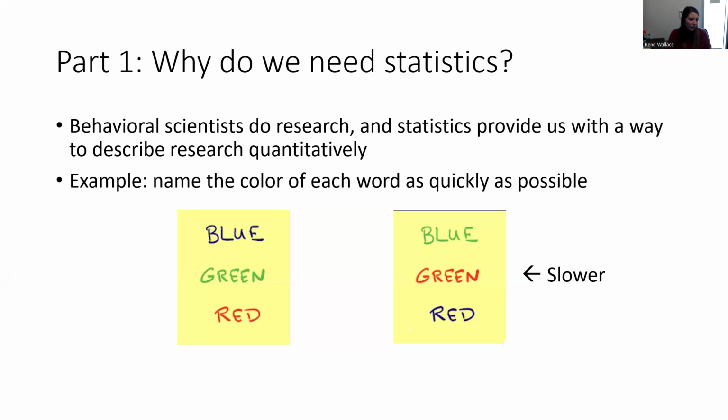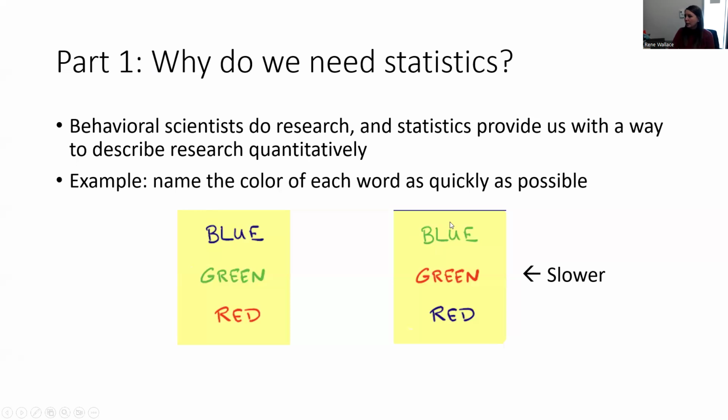So first, let's do an example. You can see here, we're going to name the color of each word as quickly as possible. So I'm just going to read the words, right? Blue, green, red. Wow, that was very easy, right? I was able to do that very easily. Now let me try the second post-it note over here. I'm going to try to read the words.